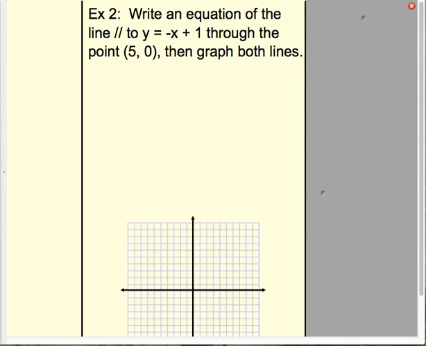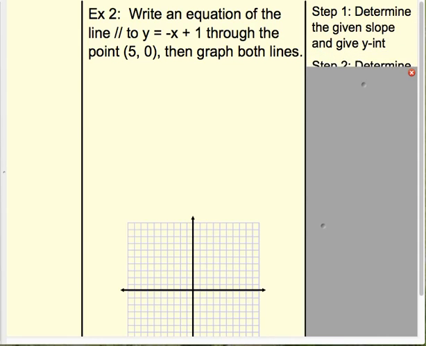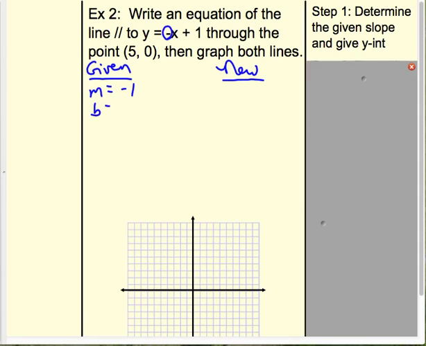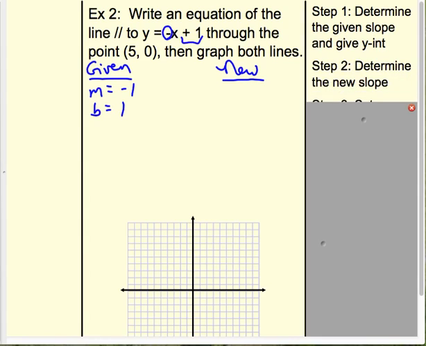Let's take a look at one more before we move on to our next topic. Again, we want to set it up with the given equation and the new. So we identify our given slope, which remember is what we're multiplying by the x. If all we see is a negative sign, we're multiplying by -1. The y-intercept is what we're adding or subtracting. So our goal is to find the new slope and the new y-intercept. Our new slope is the same as the given slope because parallel lines have the same slope. And we're going to figure out what our y-intercept is.